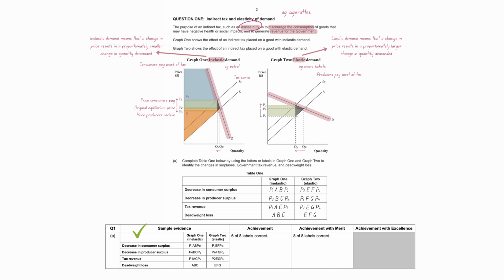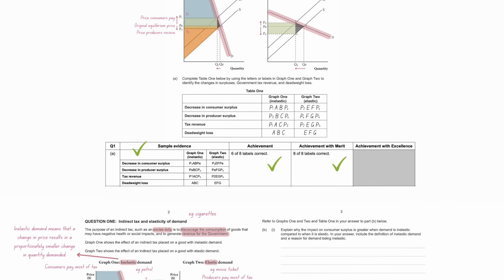If you get all of them correct, you get merit. And if you only get 6 correct, then you get achieved. So if you get a couple wrong, that's all good. You still get some marks for that. Okay, so that's everything for question A. Let's move on now to the explanation question.